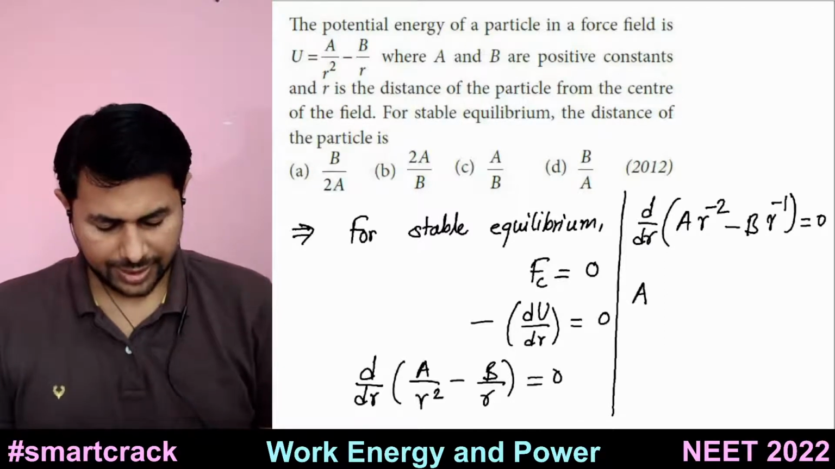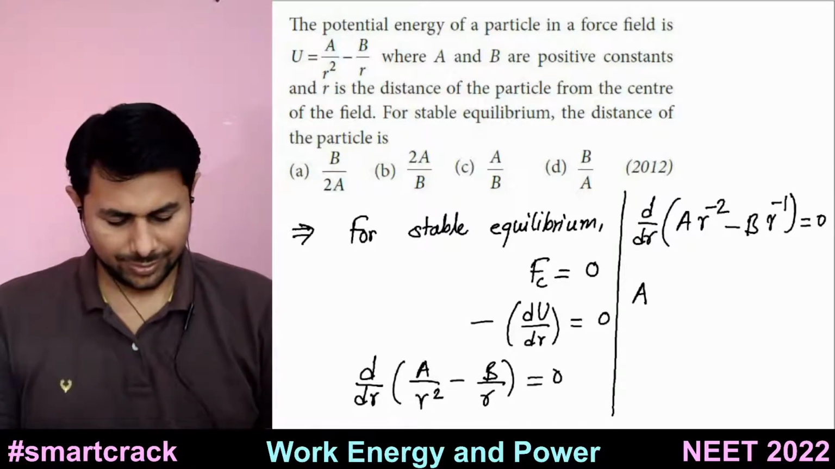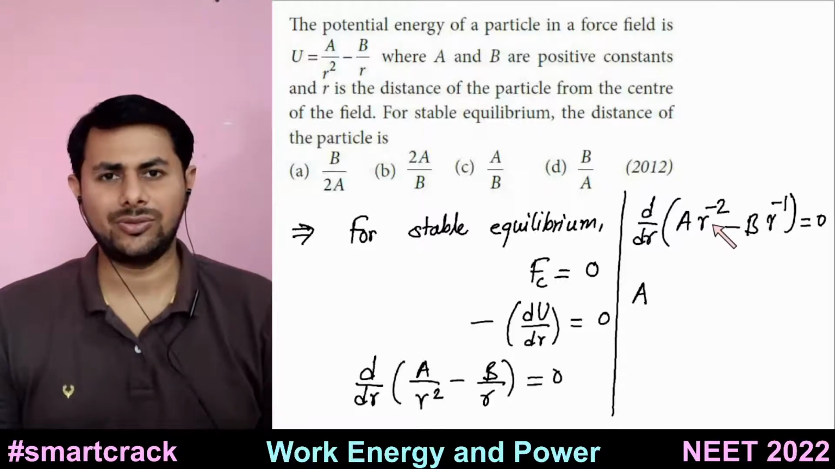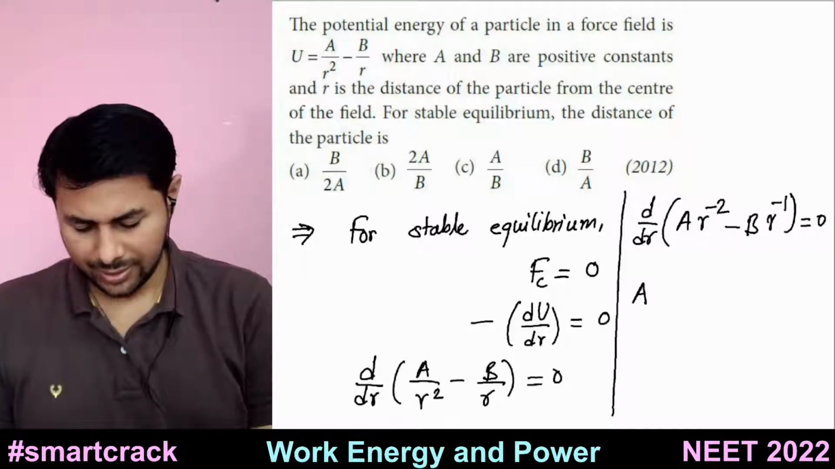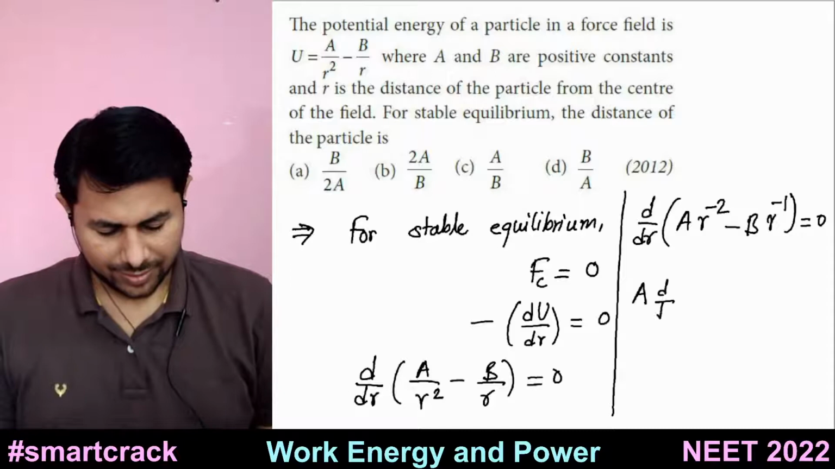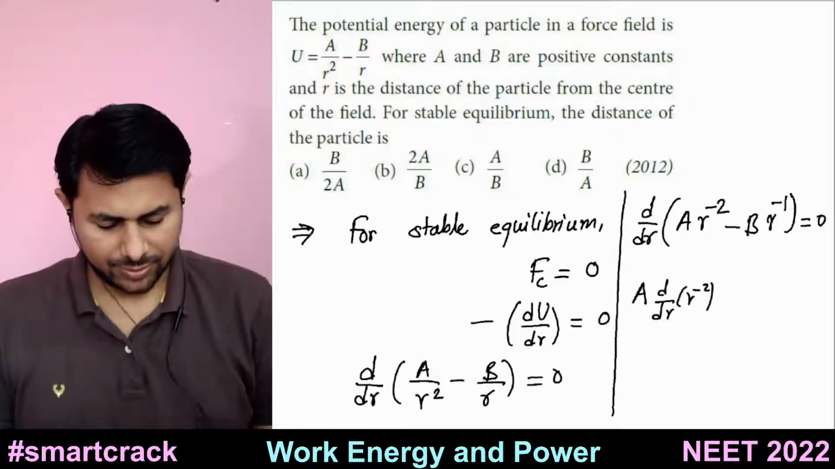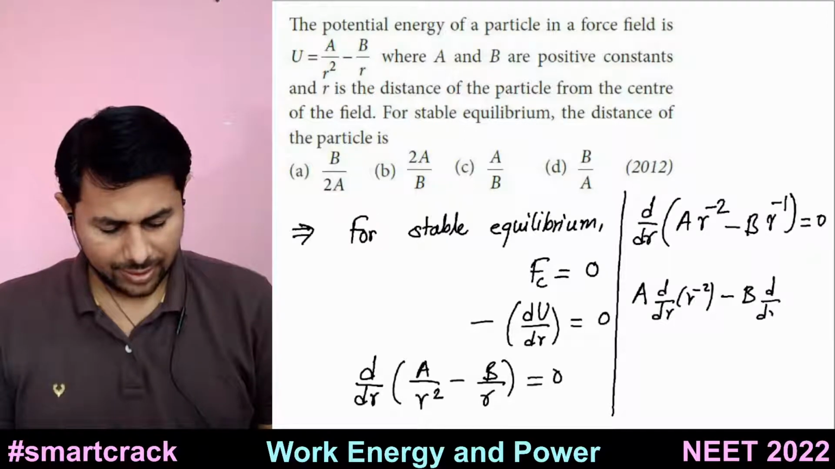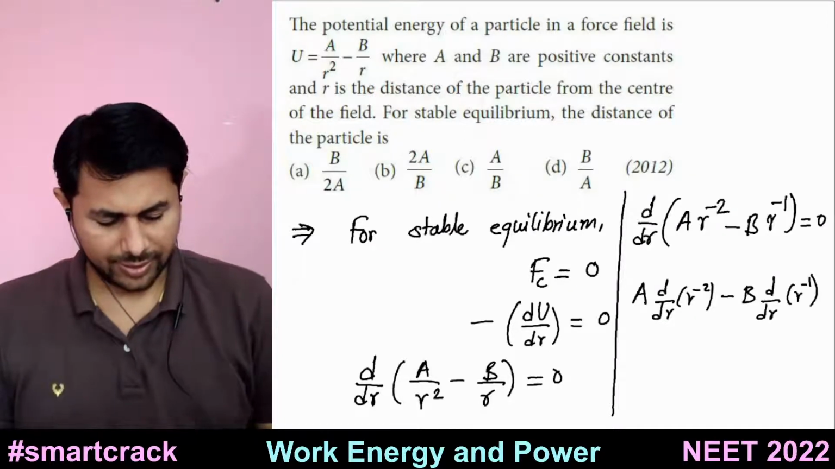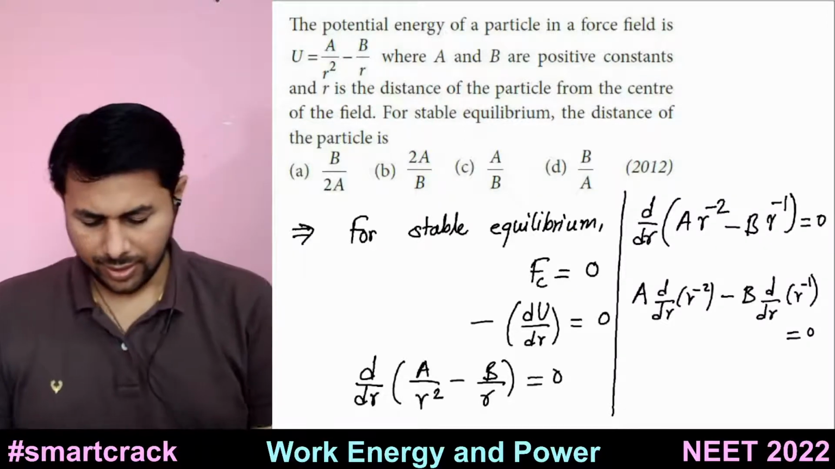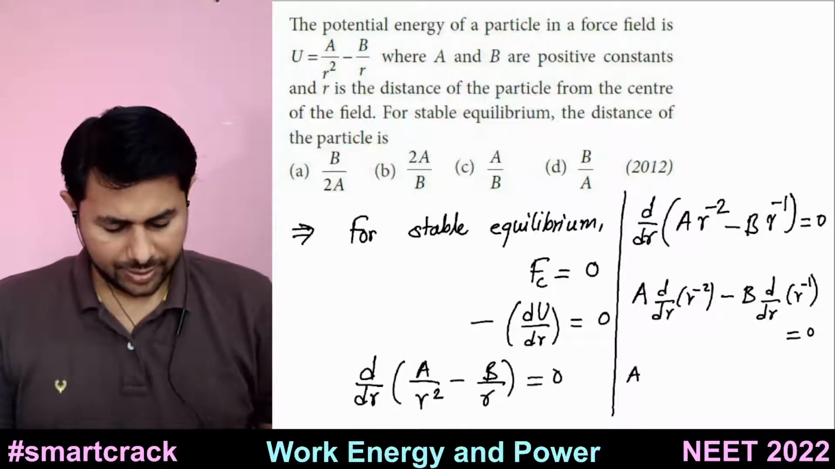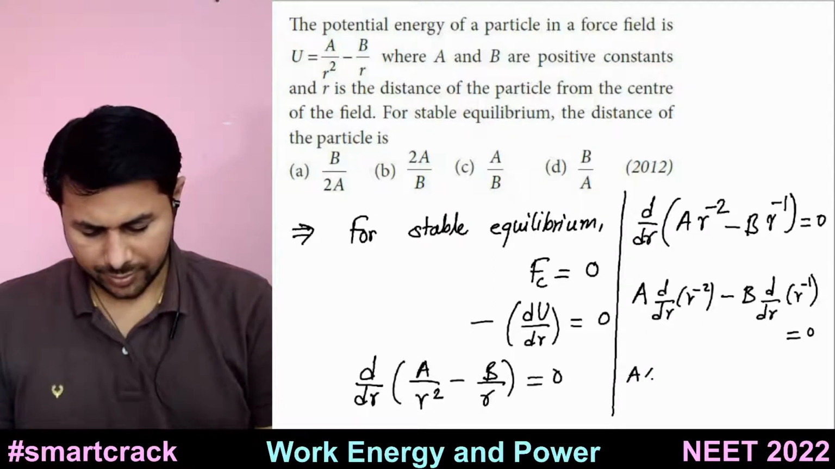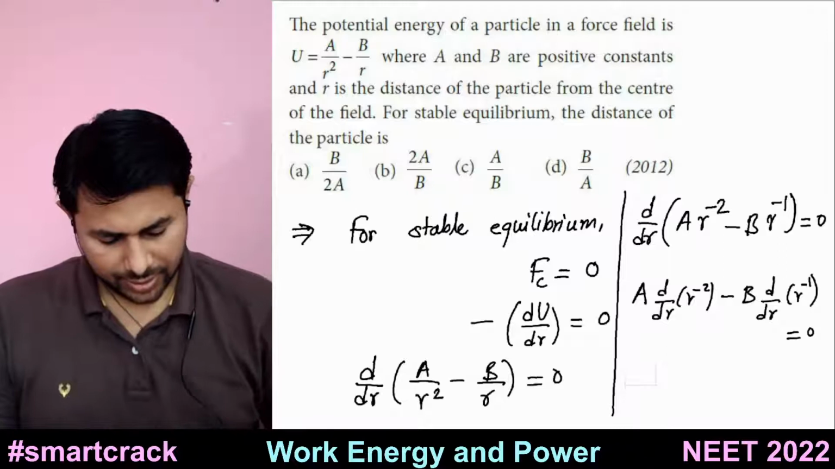So it is A times the derivative of r to the minus 2, what will that be? d/dr of r to the minus 2, minus B times d/dr of r to the minus 1, is equal to 0. So A times, I'll take this on the next page.